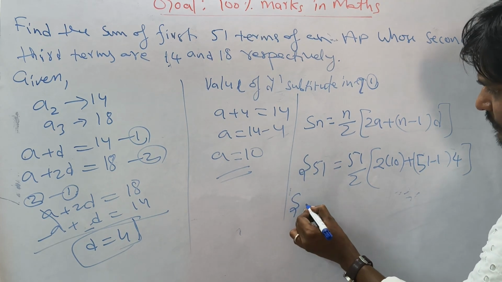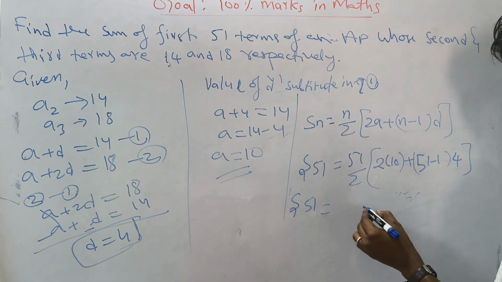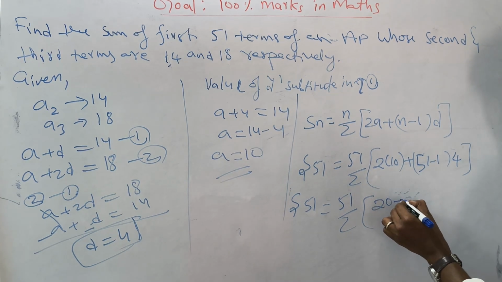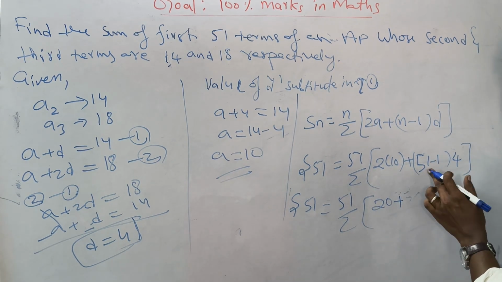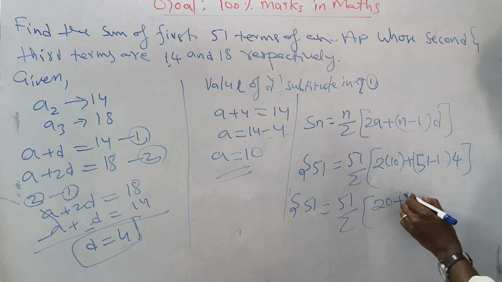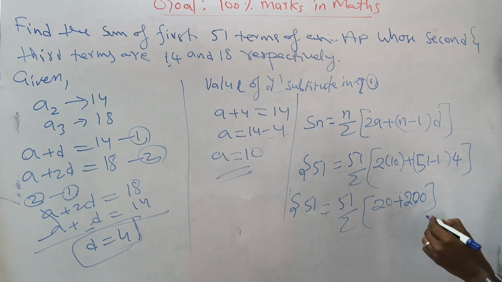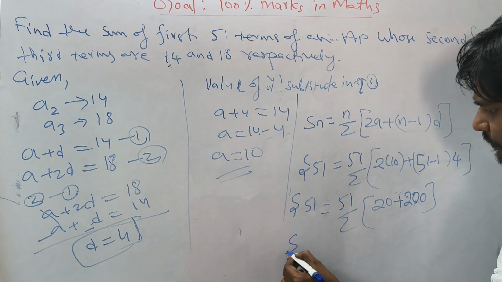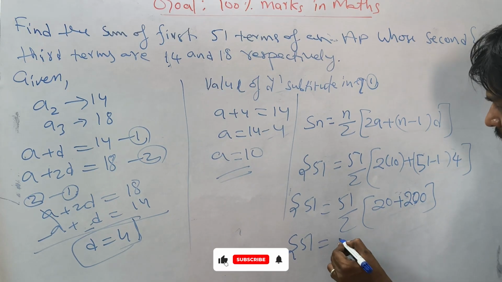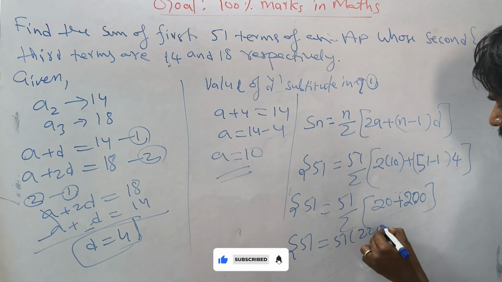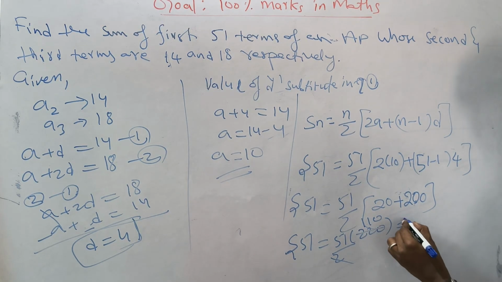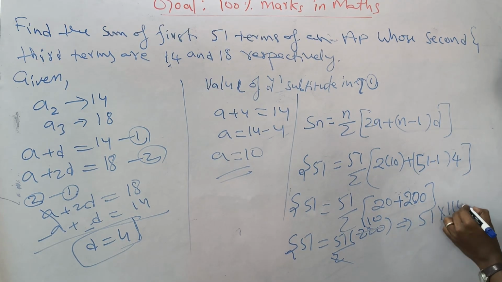Now S51 is equal to 51 by 2 into, like this only, you can keep. Now 20 plus 50 into 4, that is 200 only. Correct? 51 minus 1 is 50, and 50 into 4 is 200. Now S51 is equal to 51 into 220 by 2. The 2 cancels, giving 110.